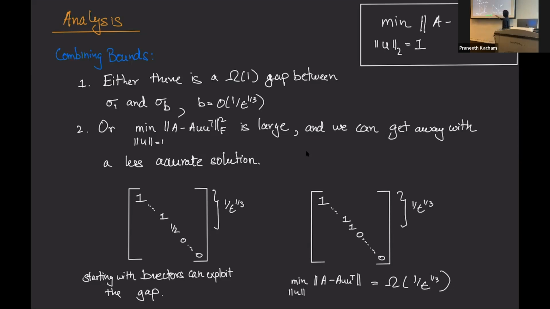If it is not the case, then we know that there are at least B minus 1 singular values that are at least 1, right? Because there's no gap between, let's say all of them are 1. There's no gap between any of them. Then we know that B minus 1 of them must be at least 1, which means that this objective value, which is the sum of squares of the singular values from 2 to n, has to be at least 1 over epsilon to the 1/3.